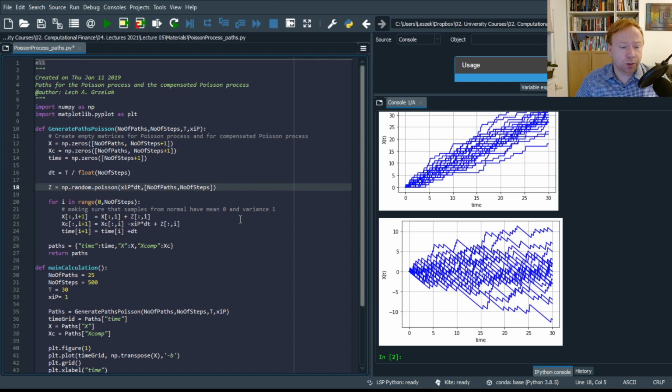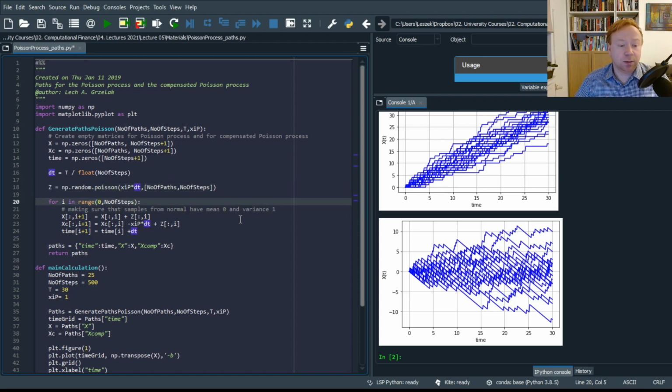Before, with Brownian motion, we simulated independent increments from a normal distribution, which was the distribution of the increments of a Wiener process. Here we know that all the increments are also independent, and each increment is simply Poisson distributed. The parameter for the Poisson distribution is the intensity times dt. So if dt is big, we expect the parameter to be appropriately larger.